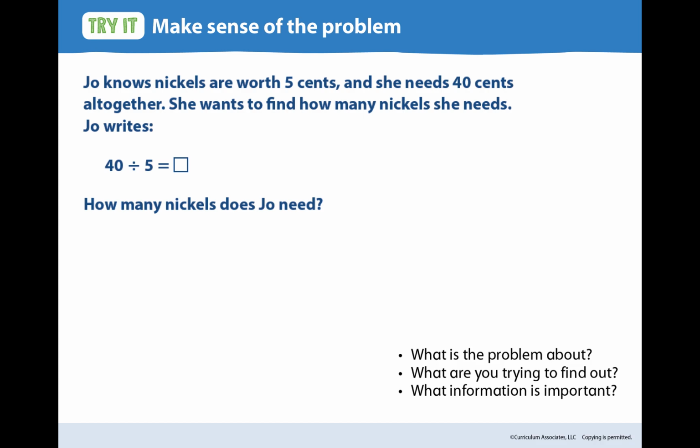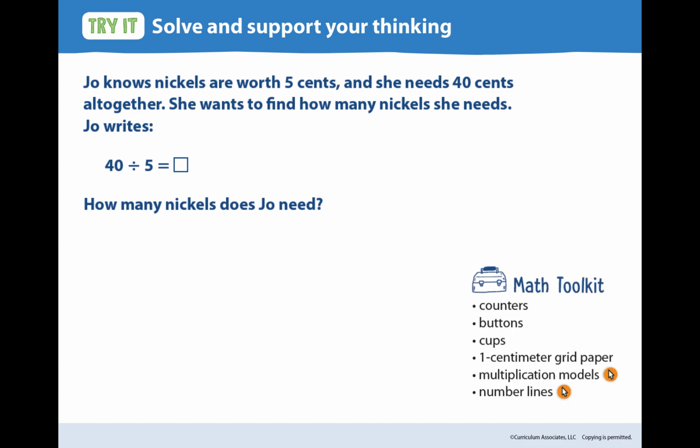So before you start, let's look at the bottom right-hand corner of this and think about what the problem is about. What are we learning, or what are we reading about here? Nickels, right? I think that's what you're going to say, that Joe needs to know how many nickels make up 40 cents. And so that's what we're trying to find out, how many nickels she needs. So think about what information is important. What information here do we need to know that'll help us solve this problem? Once you've thought about those questions, we're going to move into you working the problem out.